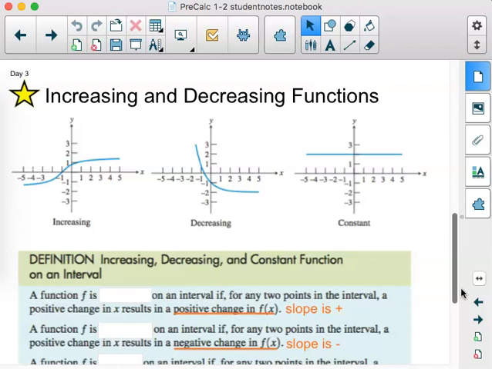So day 3 is about increasing and decreasing functions. And what we have to do is realize that we read graphs just like we read words, and that would be from left to right. So as I look at this graph, the first thing that bugs me is, you know, the book never puts arrows on anything, but we have to understand that these are going to continue on forever.